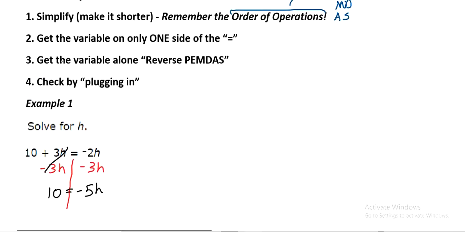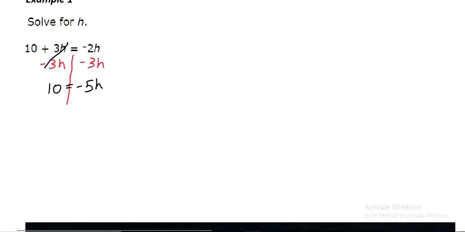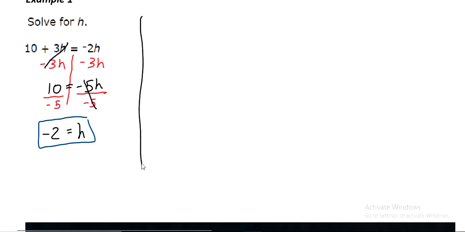All right, step 3, get the variable alone by doing reverse PEMDAS. So to get the variable alone, we're talking about h is the variable. Right now I have negative 5 times h, because no symbol means multiplication. I'm going to have to use division, and I'm going to divide by negative 5 on both sides. So we go, 10 divided by negative 5 is negative 2. These cancel out. We're left with h. So h equals negative 2, and we can just check that really quick.